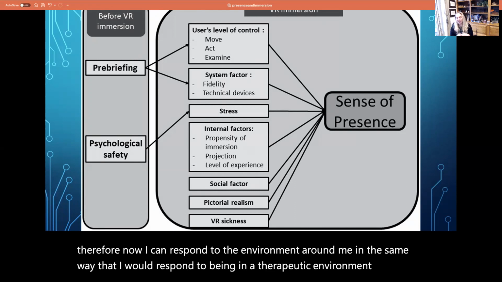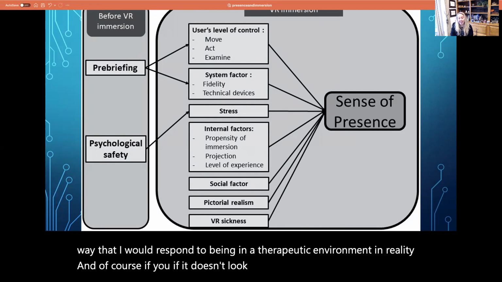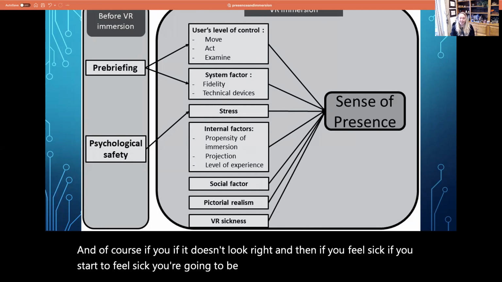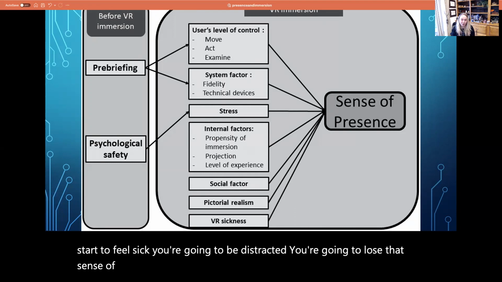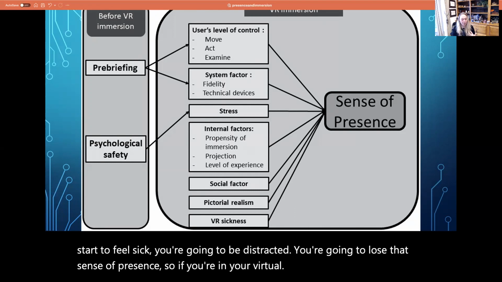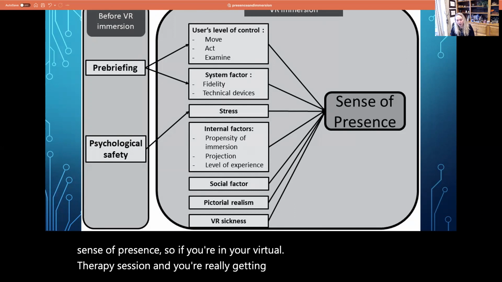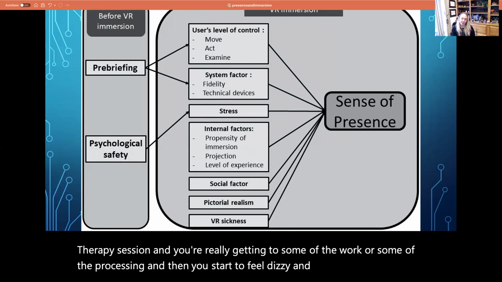And of course, if it doesn't look right, and then if you start to feel sick, you're going to be distracted. You're going to lose that sense of presence. So if you're in your virtual therapy session and you're really getting to some of the work or some of the processing, and then you start to feel dizzy and sick, it's going to take you out of the moment.